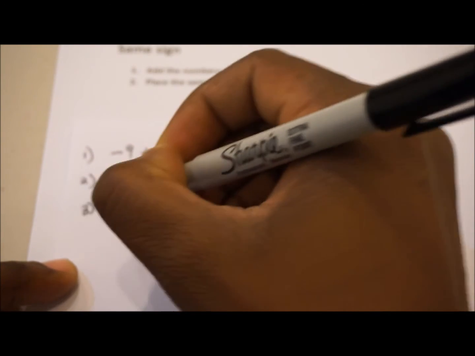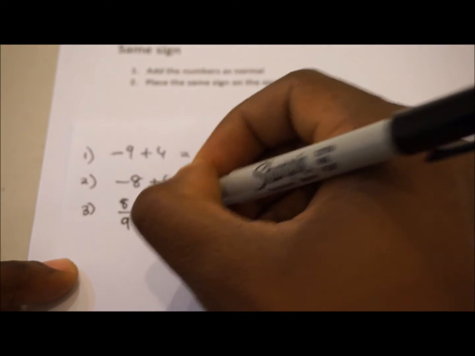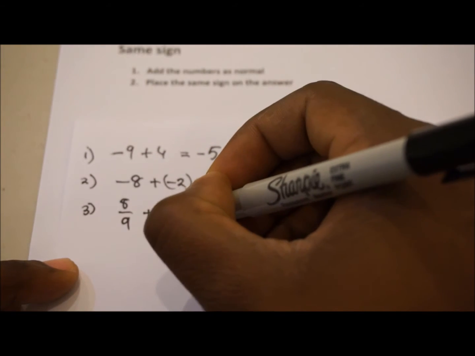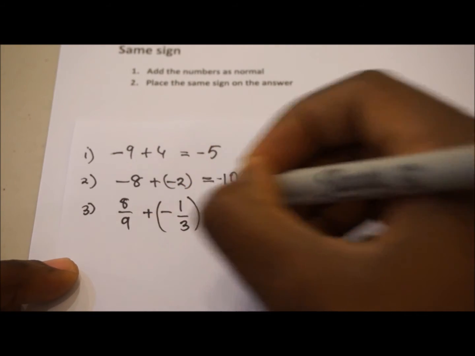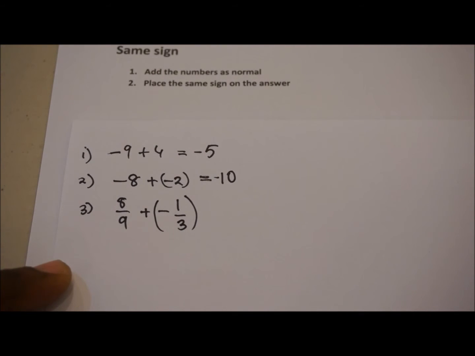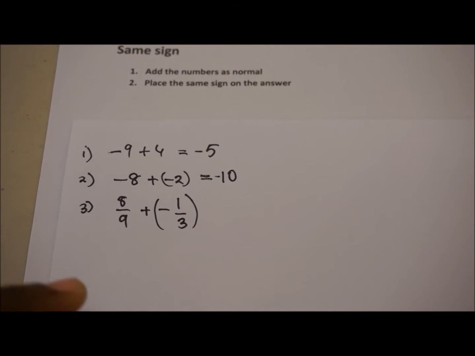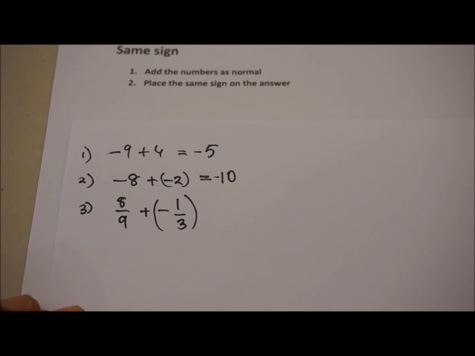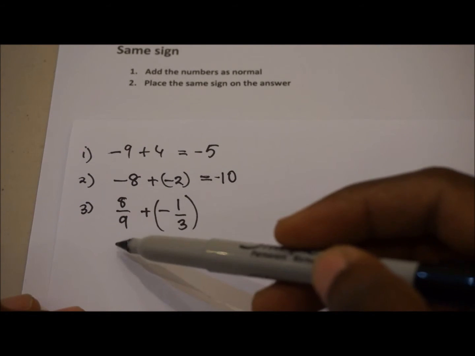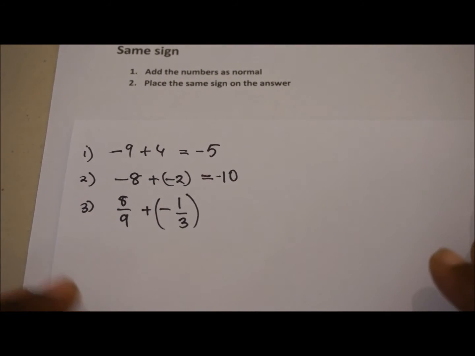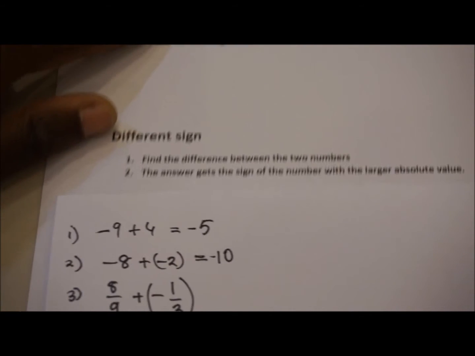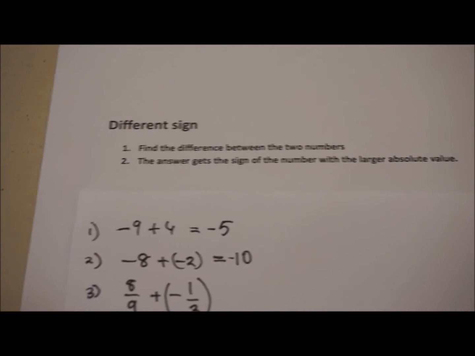8 over 9 plus -1 over 3. We are given this to add. So we're adding 8 over 9 plus -1/3. First thing again, we need to recognize what two types of numbers we are adding. In this case, we are adding two numbers with different signs, a positive number and a negative number, therefore the signs are different. This means I need to apply my second rule, different signs.